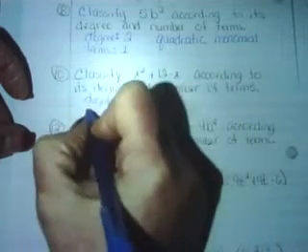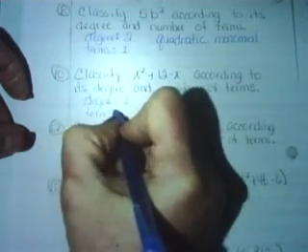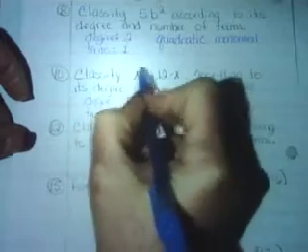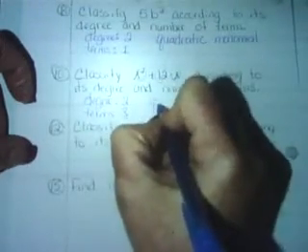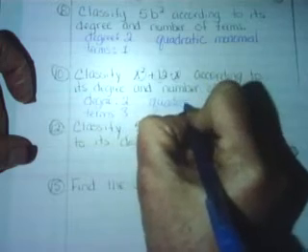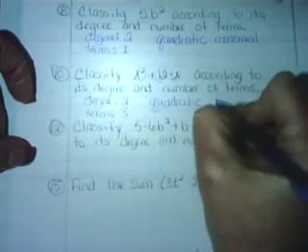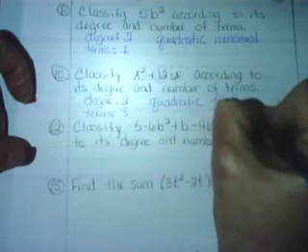Number 10, the degree is 2, and we have 3 terms. 1, 2, 3. So again, I have a quadratic trinomial. 3 terms is a trinomial.